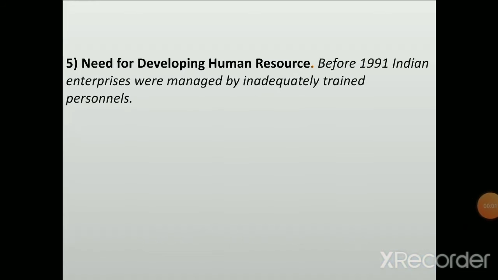Next is need for developing human resources. So before 1991, Indian enterprise were managed by adequately trained personnels, but in new market conditions, it requires people with higher competence, skills and training. Therefore, the Indian companies felt the need to develop their human skills.